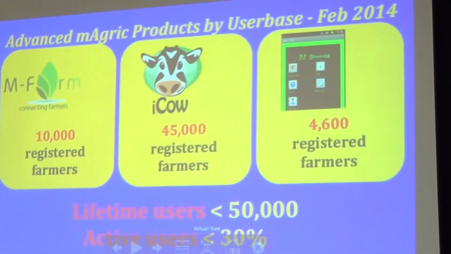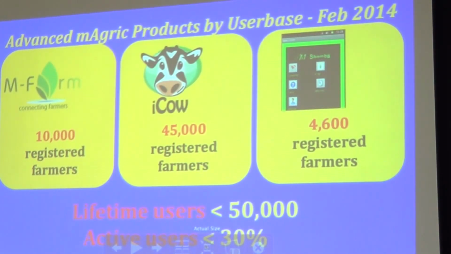Back in February, I checked with some of the founders of these startups. For MFARM, about 10,000 registered users, lifetime users. Out of all those, the number of active users for that system is almost negligible. And I won't say the number. For iCow, she did blog about it earlier in the year, about 45,000 registered farmers, and out of that, less than 30% active use.